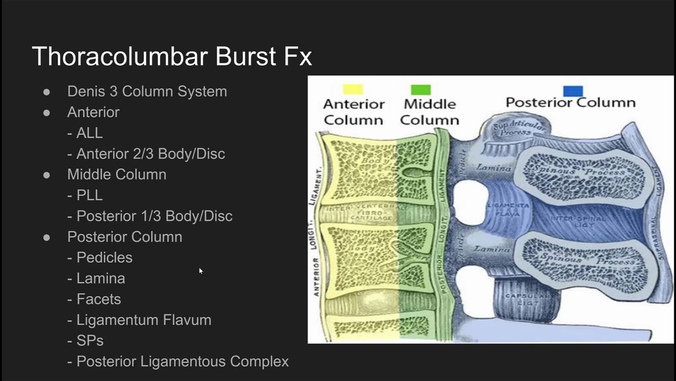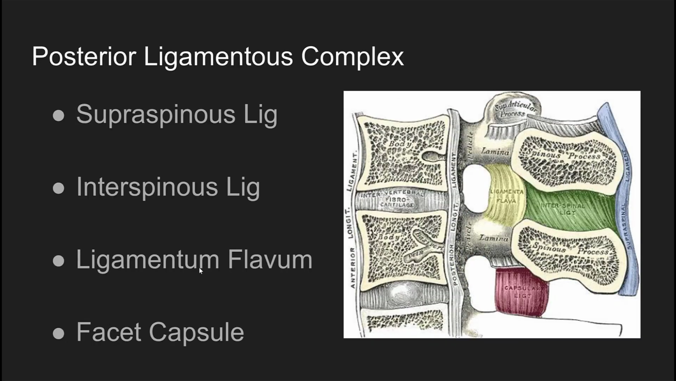Moving on to the middle column, you have the posterior longitudinal ligament, and then you have the posterior third of the body and the disc. And then moving into the posterior column, you have the pedicles, the lamina, the facets, the ligamentum flavum, spinous processes, and the posterior ligamentous complex that's encapsulating and keeping that all together. And these columns are man-made ways to think.